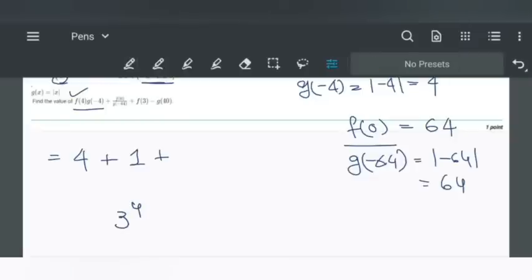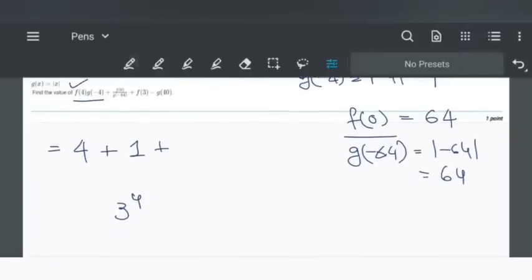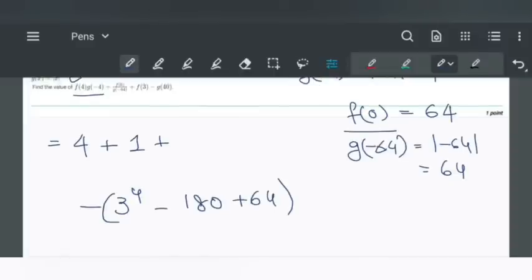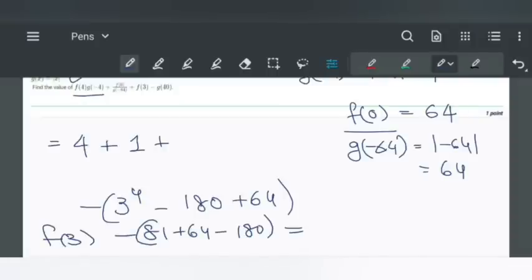f(3) is 3 raised to 4 minus 20 multiplied by 9 plus 64, whole negative. 3 raised to 4 is 81 plus 64 minus 180, which is equal to f(3) equal to 35. So f(3) is 35 minus g(40), minus mod 40 is 40. So 4 plus 1 is 5, plus 35 is 40, minus 40 is 0. Answer of this question is 0.